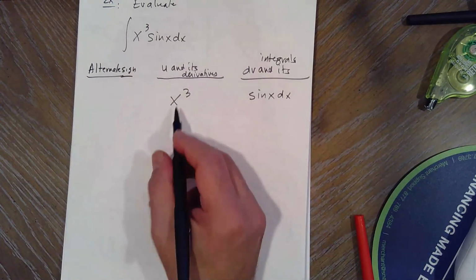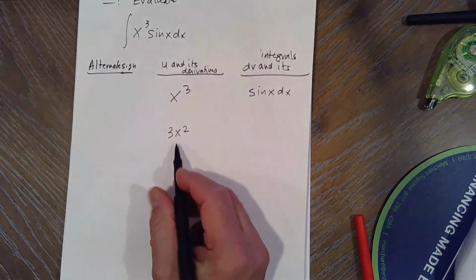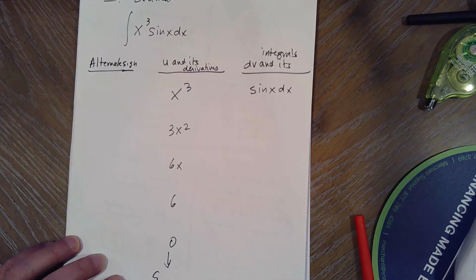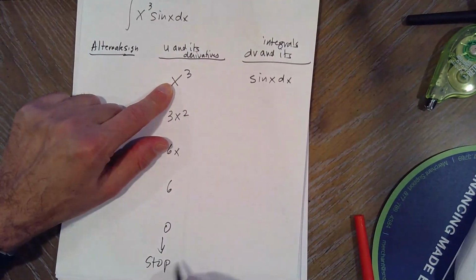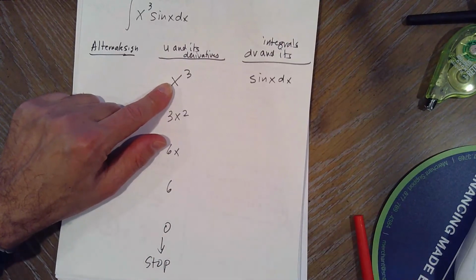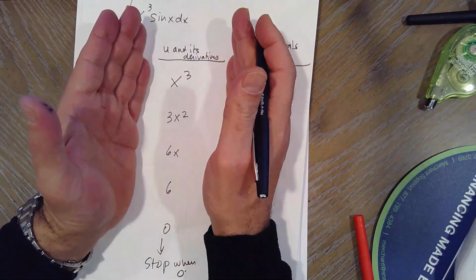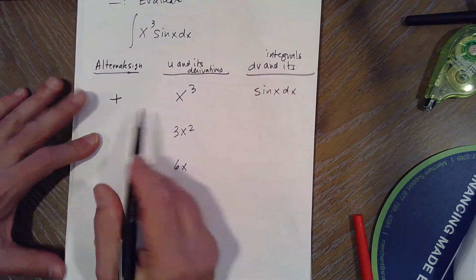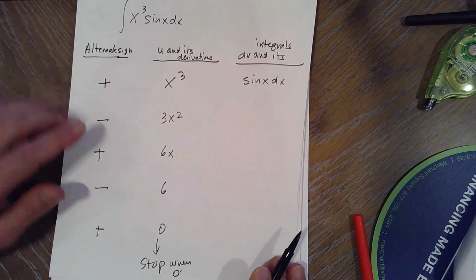So u and its derivative, what's the derivative of x cubed? 3x squared. Derivative of 3x squared, 6x. 6 and 0. You stop when you have a 0. That's why you have to have a power of x, because eventually it's going to go to 0. Okay, if that doesn't go to 0, you can't use ladder, you can't use tabular integration. So stop when 0. Now this means you always start with a plus and then they alternate, minus, plus, minus, plus. You see how we're going to do this.